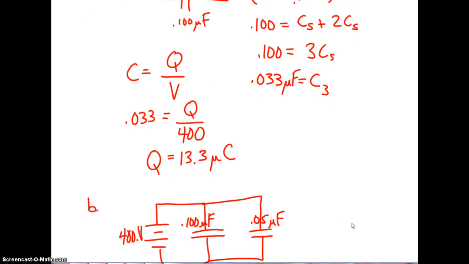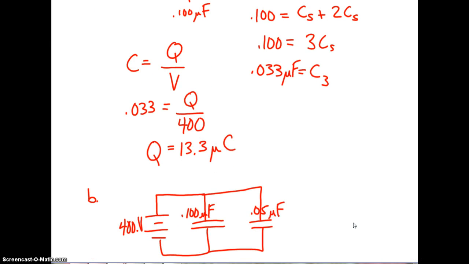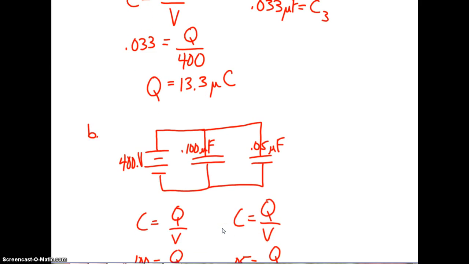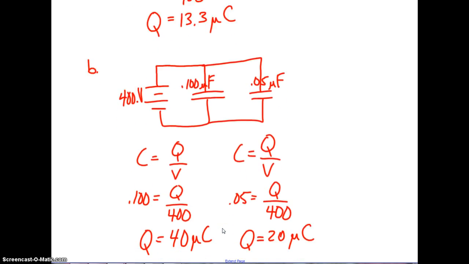For B, now that we're making it a parallel circuit, so we start by drawing the parallel circuit, 400-volt battery. We put the 0.1 microfarad capacitor in parallel with the 0.05 microfarad capacitor. In this particular case, we know that each capacitor gets the same voltage. It's the key characteristic of a parallel circuit. So we know each capacitor's capacitance, and we know each capacitor's potential difference. So we can solve for the Q value on each capacitor.